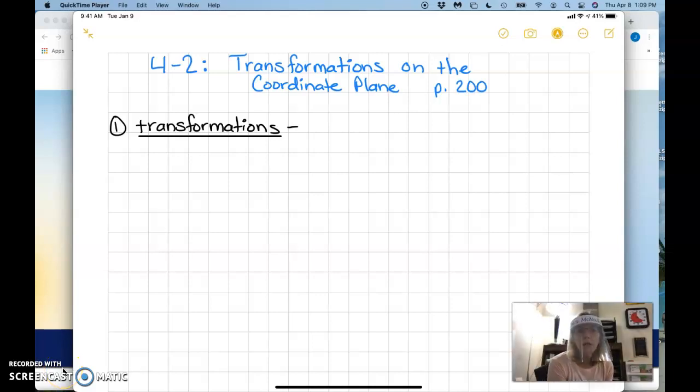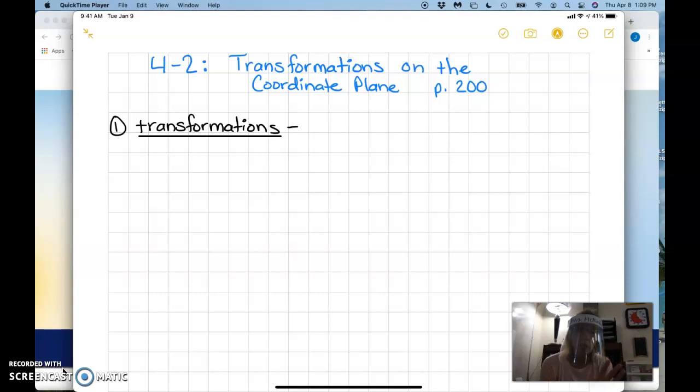Today we're starting our next section, which is 4-2, transformations on the coordinate plane. So we're going to take the information we learned about the coordinate plane in the last section, and we're going to add some complexities to it and do some different things with it. We're going to move some shapes around the coordinate plane. And there are 4 different ways that we move shapes.